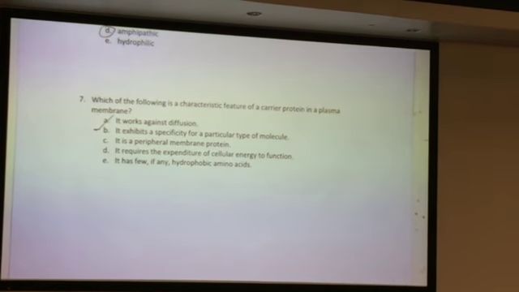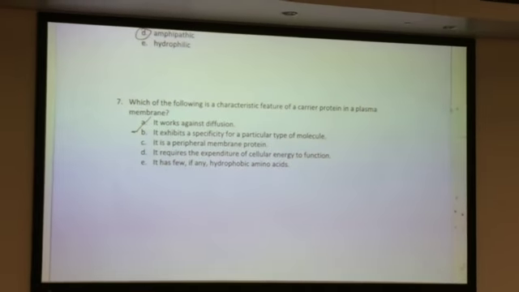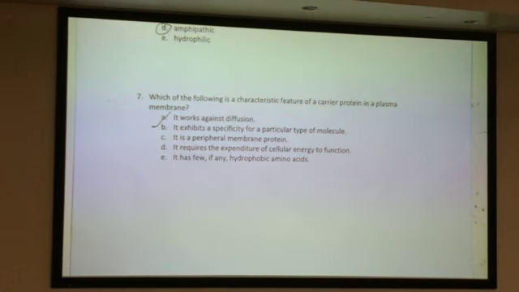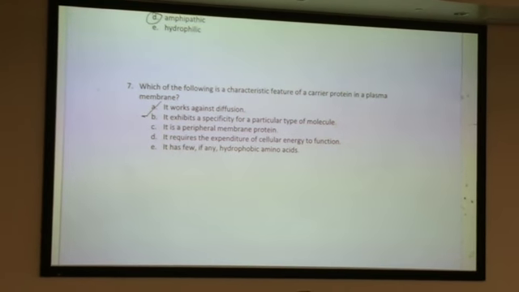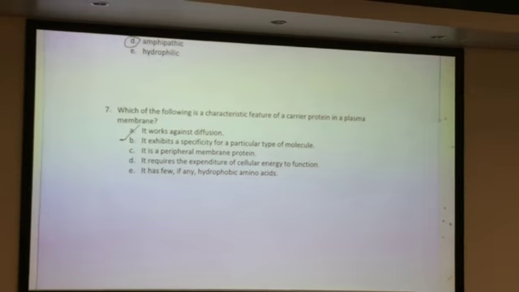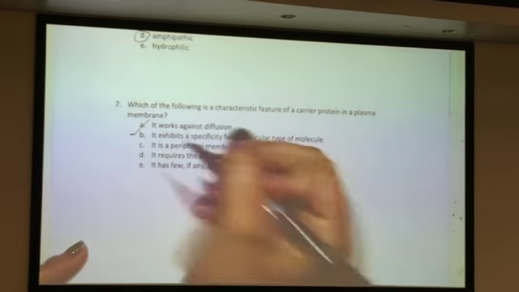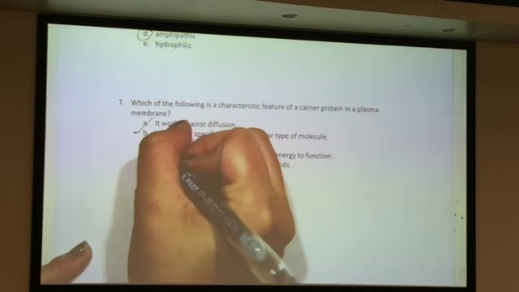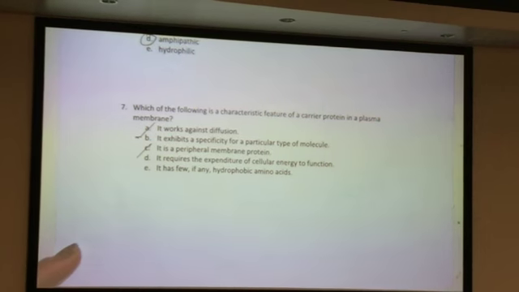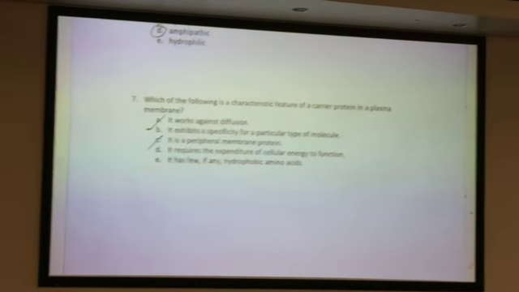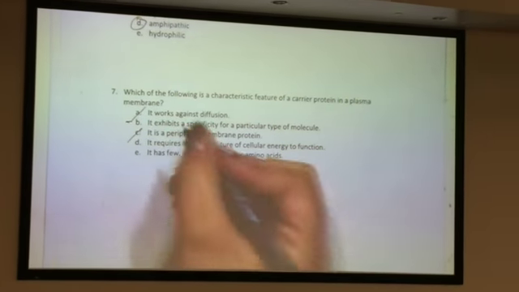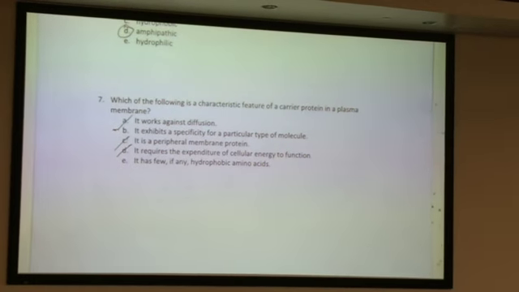It is a peripheral membrane protein. What do we think? No. Peripheral means what? On the outside. If it's only on the outside, is it going to be able to get through? No. So we can't do any kind of transport with a peripheral protein. It requires the expenditure of cellular energy. No, that goes along with choice A.